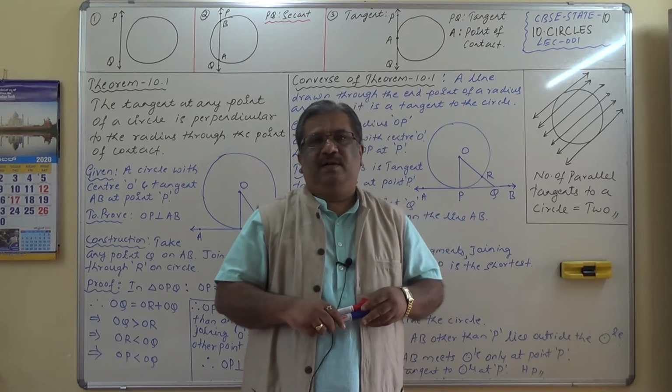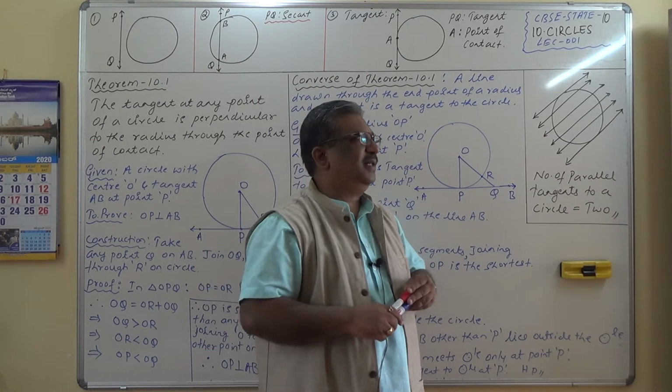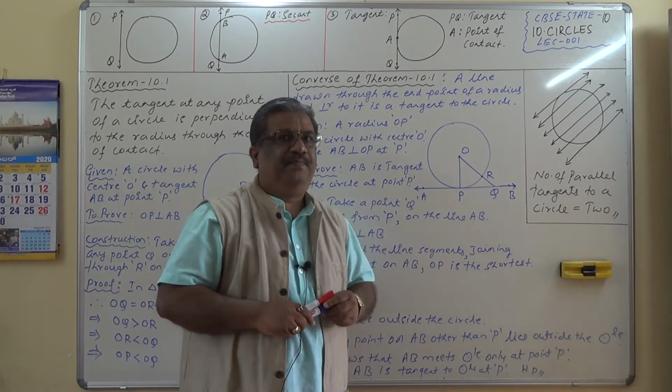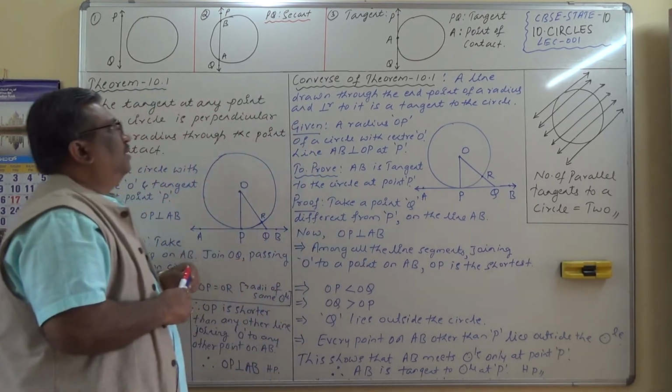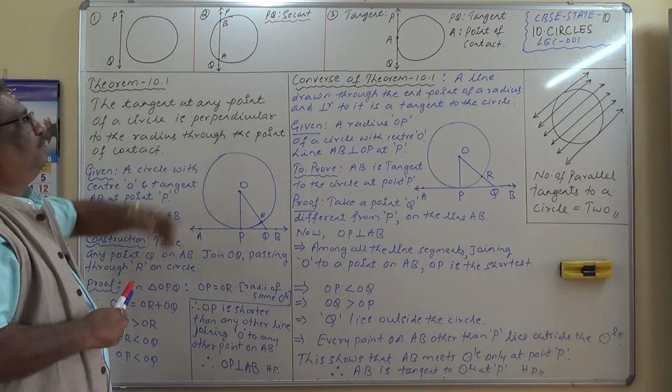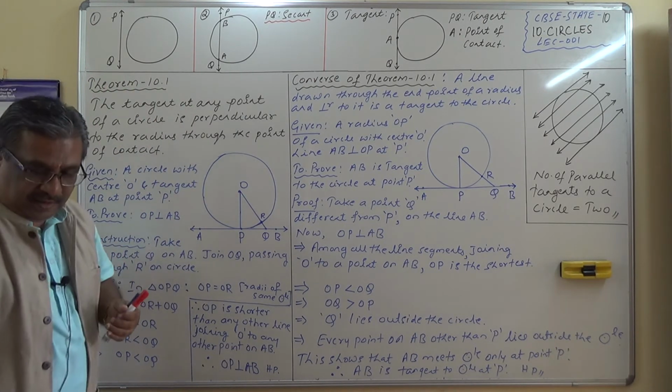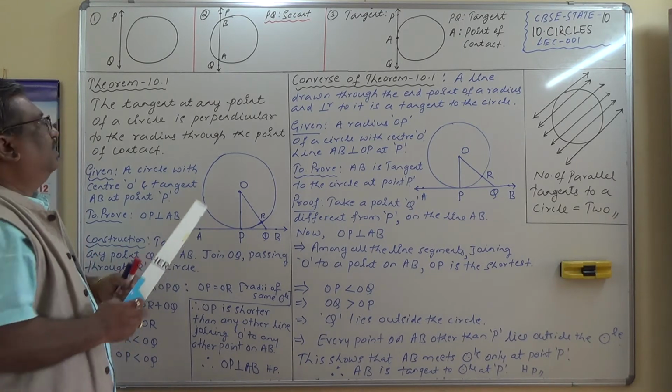We'll begin with a new chapter in mathematics, chapter number 10, circles, lecture number 1. See, on the top row, a couple of diagrams have been drawn. What does that indicate? We'll try to see.